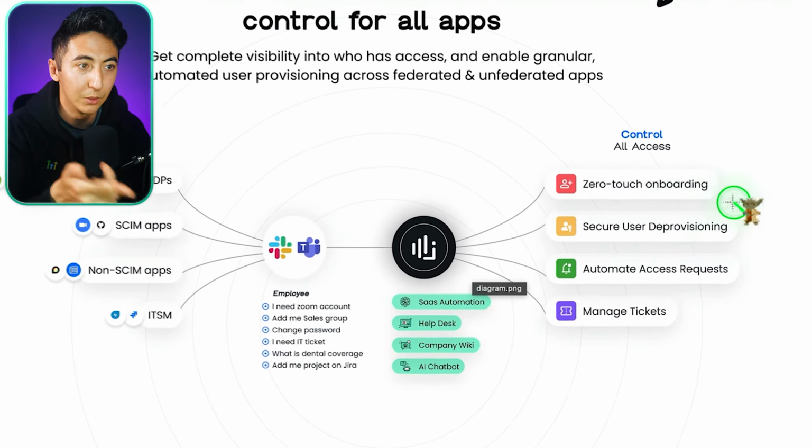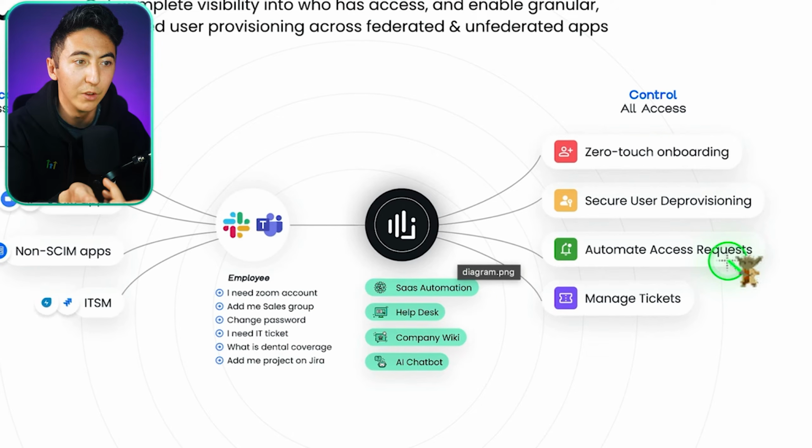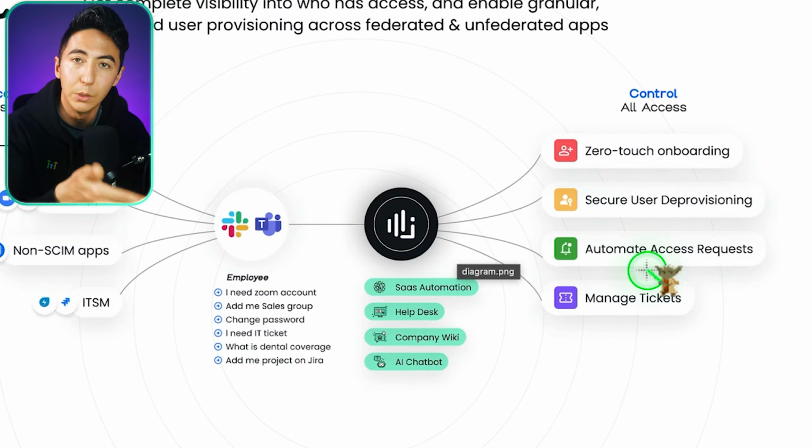But the automations, I think, is probably the most unique thing here. You can do things like zero-touch onboarding, secure user deprovisioning, automate different access requests, and these are just a few of the different examples.